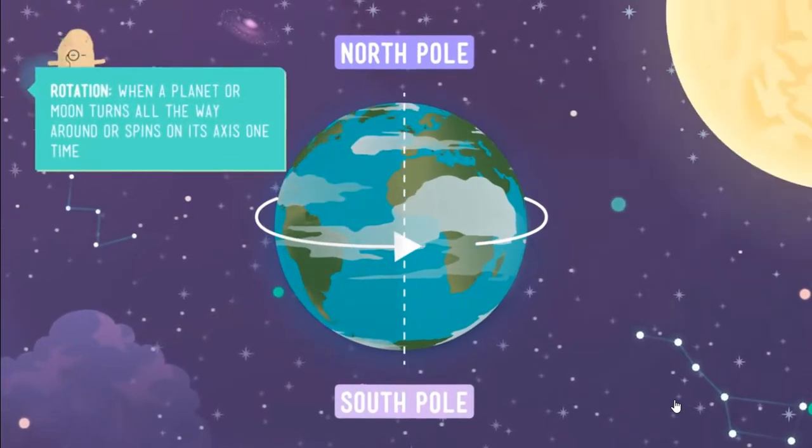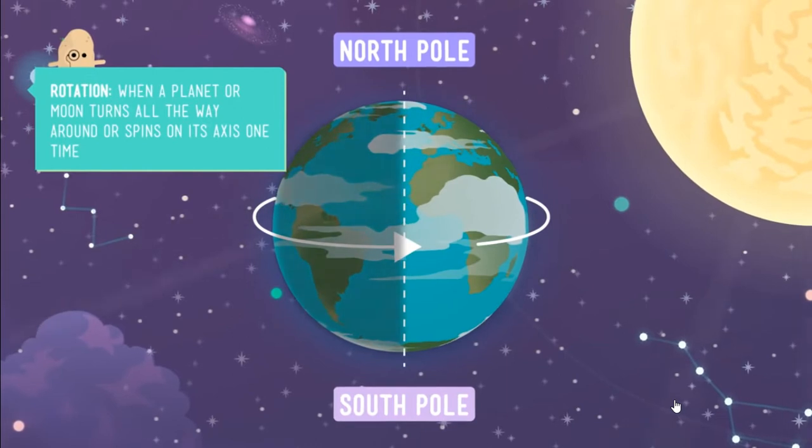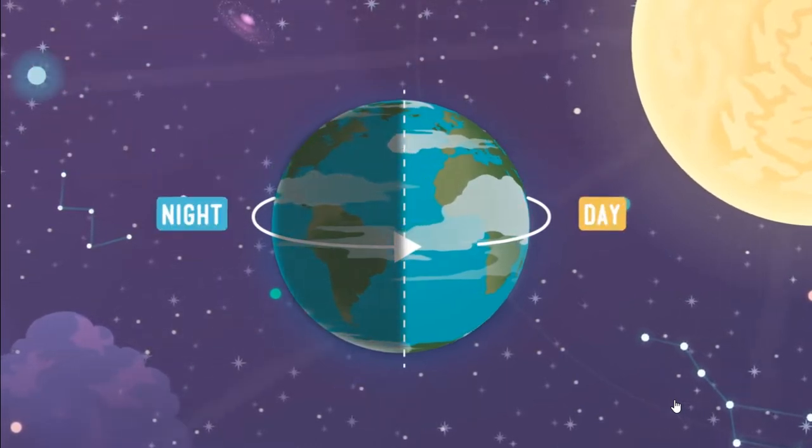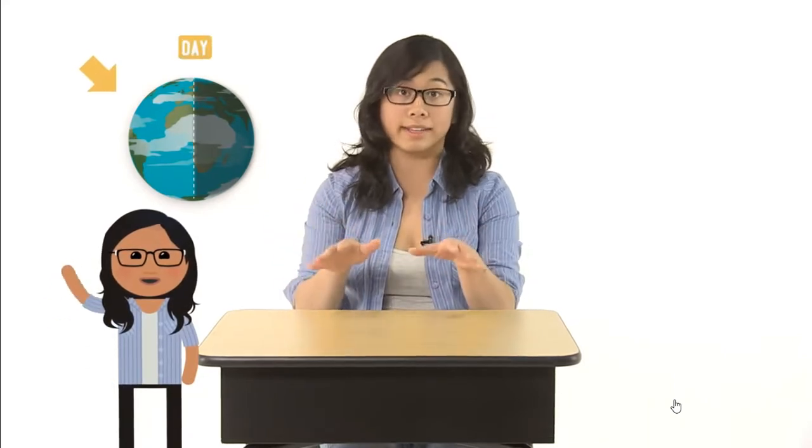This spinning movement is called the Earth's rotation, and the Earth's rotation is what gives us day and night, every day, all year. If you're on the side of the Earth that's facing away from the sun as the Earth is spinning, it's night. If you're on the side facing the sun, it's, you guessed it, day.